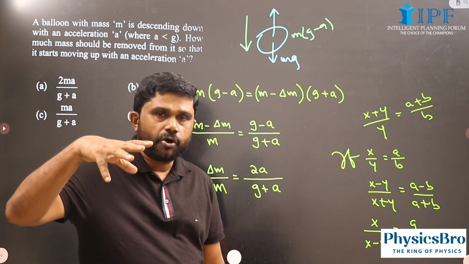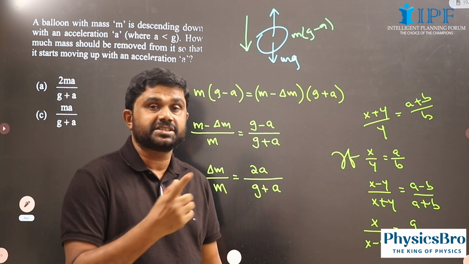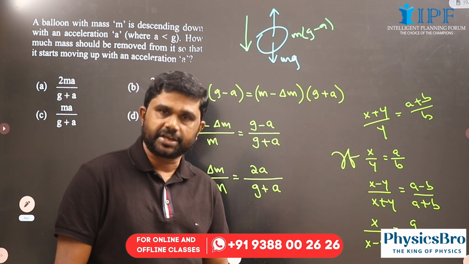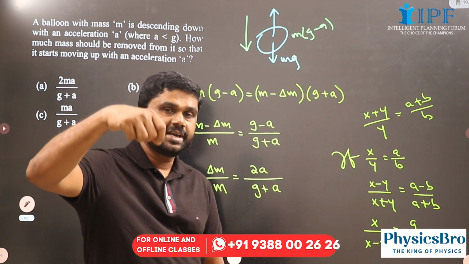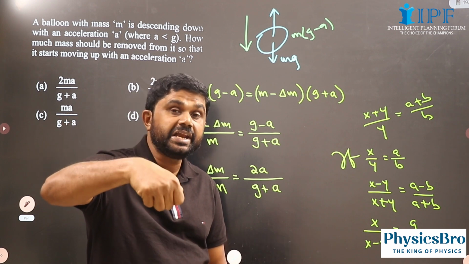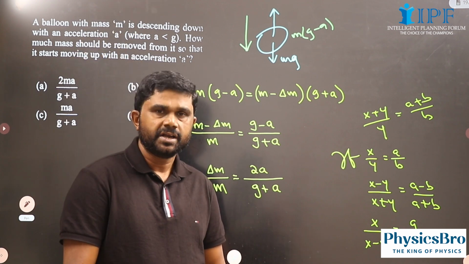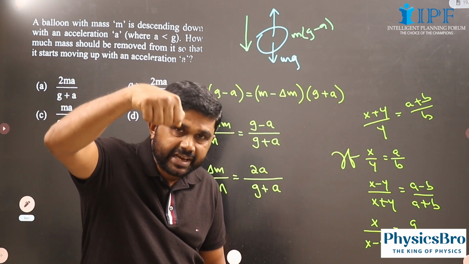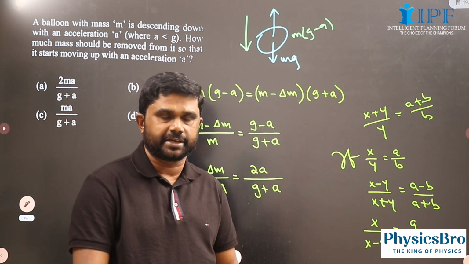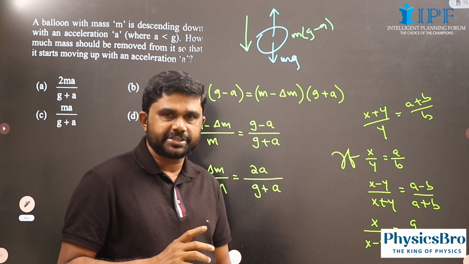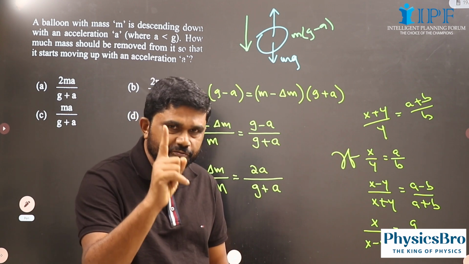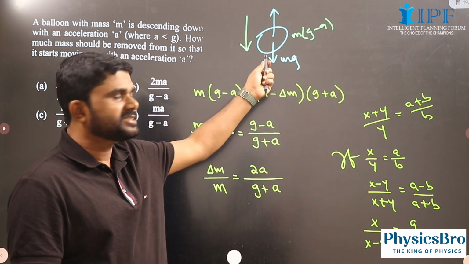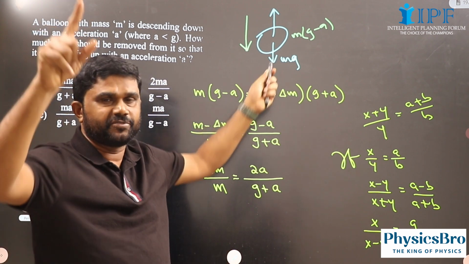This is not the only case in which this concept can be applied. There are many other cases. Suppose a stone is being lifted by means of a string. The tension in the string is m into g plus a. When a stone is being lowered by means of a string, then the tension in the string is m into g minus a. See, tension is the force acting on the block in the upward direction. Just like this reaction is the force acting on the block in the upward direction.